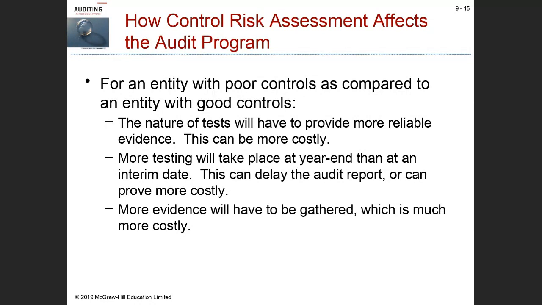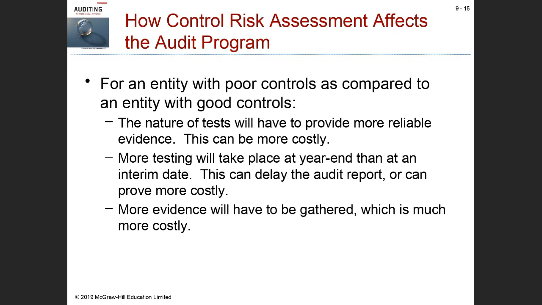And even with respect to substantive procedures, it costs more to do tests of detail than it does analytical procedures, but the auditors have to make a decision here around which type of procedures they are going to do. Also, with respect to timing, the weaker the internal control system is, the more of the work the auditors must do at the end of the year versus at an interim date, which means before the end of the year.